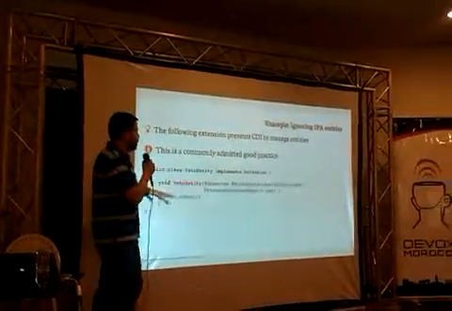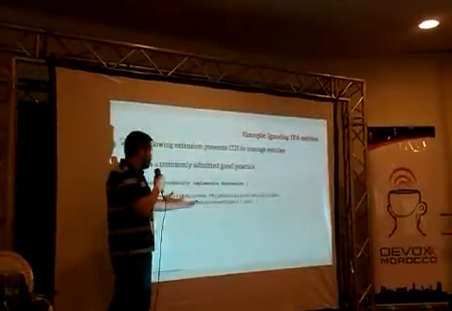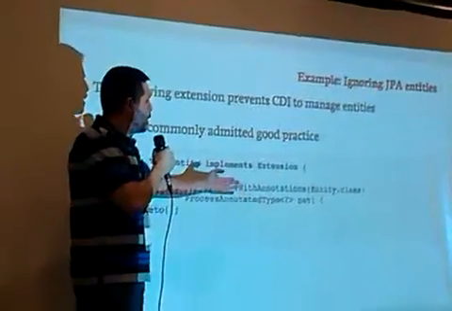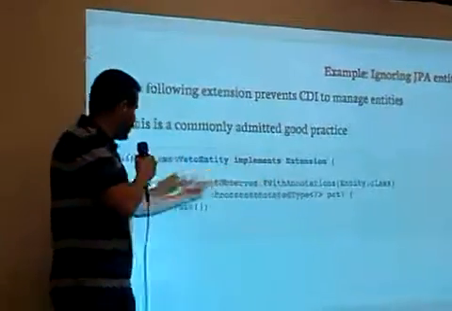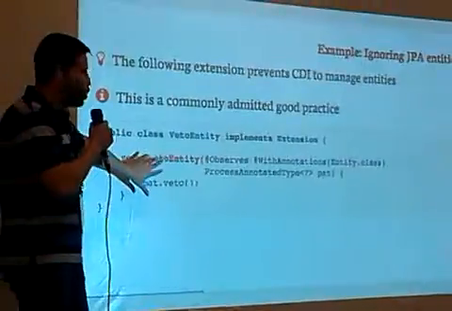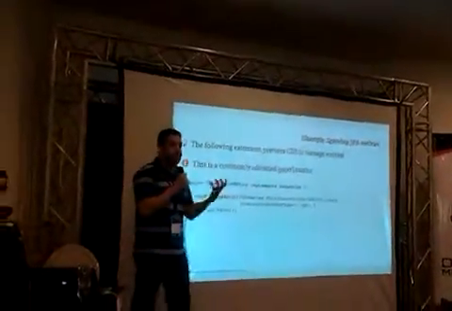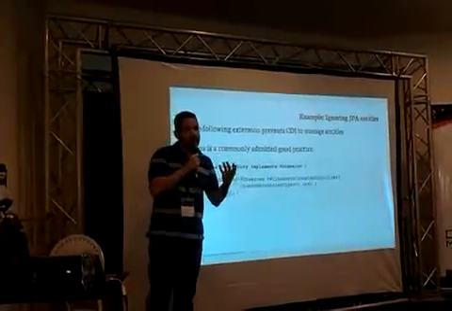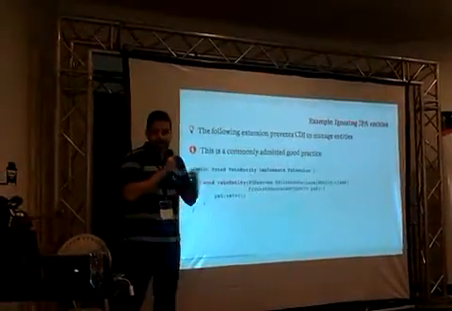So you can create an extension by implementing its class, observe the process annotated type event for the classes that have the annotation Entity, and with that metadata, you just veto that bean to be injected. You don't need to worry much about the code because, as I told you, this is not the objective here. I just want to show you how important extensions are to extend CDI, okay?